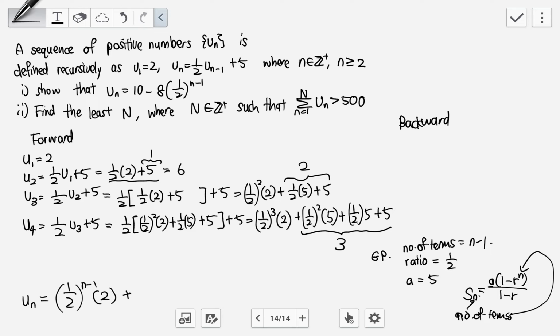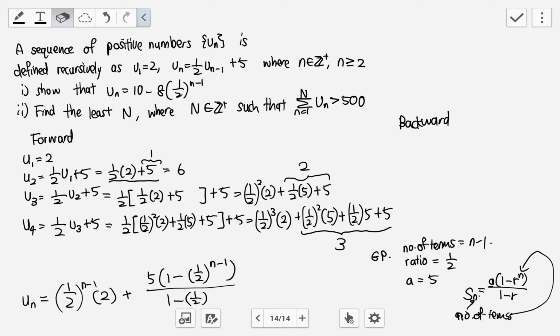So I will add the sum of this one. The first term again is 5. 1 minus the common ratio, which is half. The number of terms is n - 1, over 1 minus half. So this is just applying this formula from the geometric progression, right?